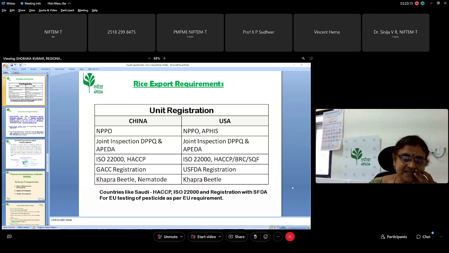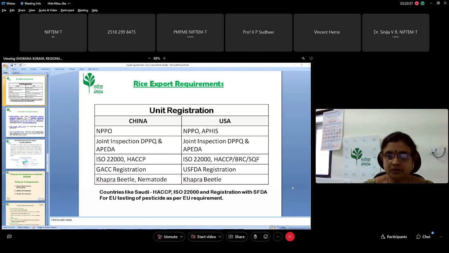So when we take rice, China has a separate requirement, USA has a separate requirement. They have to go through the procedure that they have given. So APEDA, along with the NPPO, the National Plant Protection Organization under the Ministry of Agriculture, go and certify the unit. They first have to apply to us, stating that the exporter would like to export non-basmati rice to specific markets like China, USA, or even Saudi. They have come up with their own requirements recently.